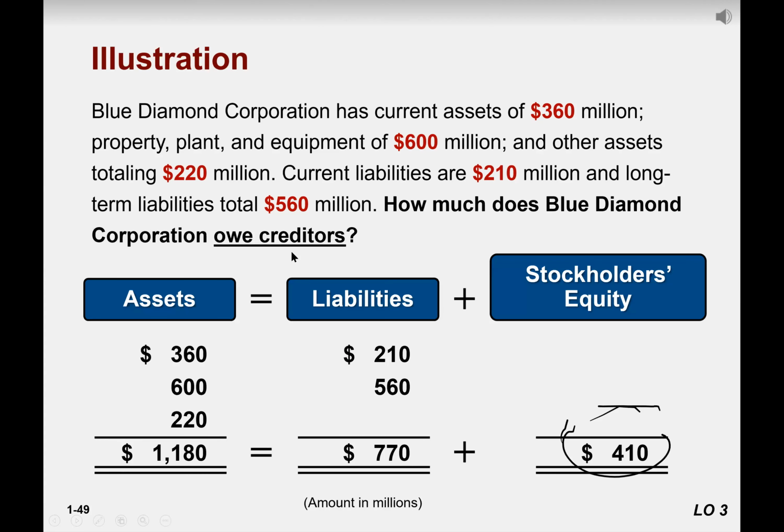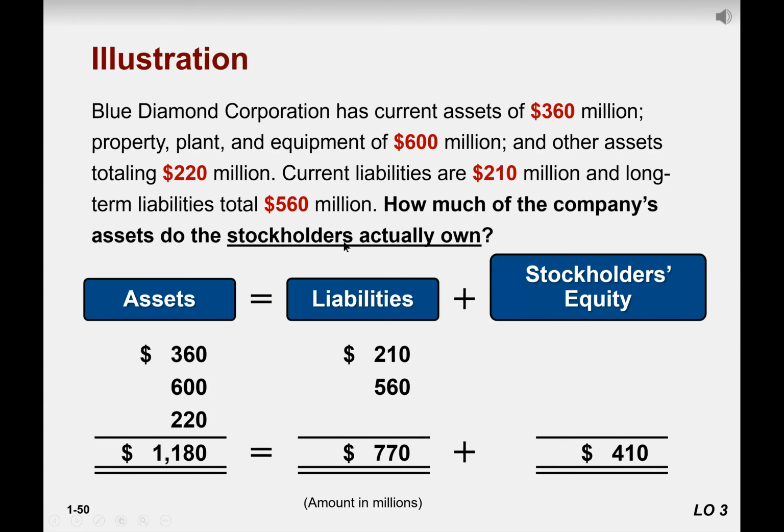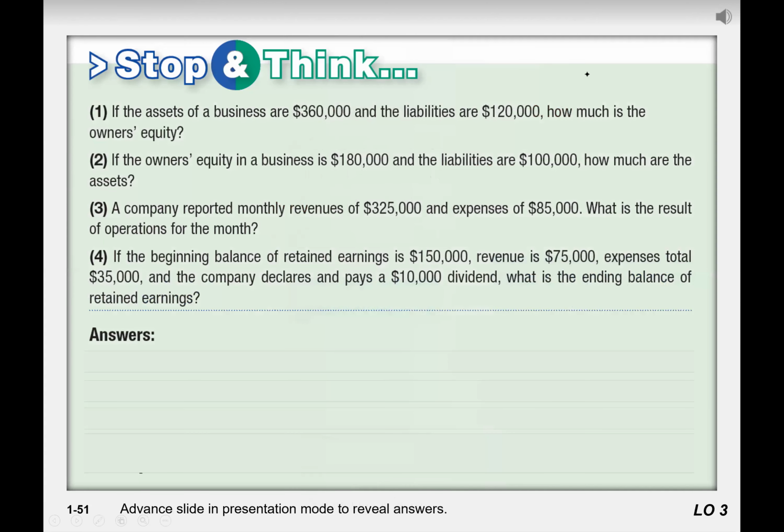1,180. How much do they owe the creditors? 770. And how much does the stockholder own? 410. Now, we still have time. Yeah, we still have 14 minutes. So can you find out this one?